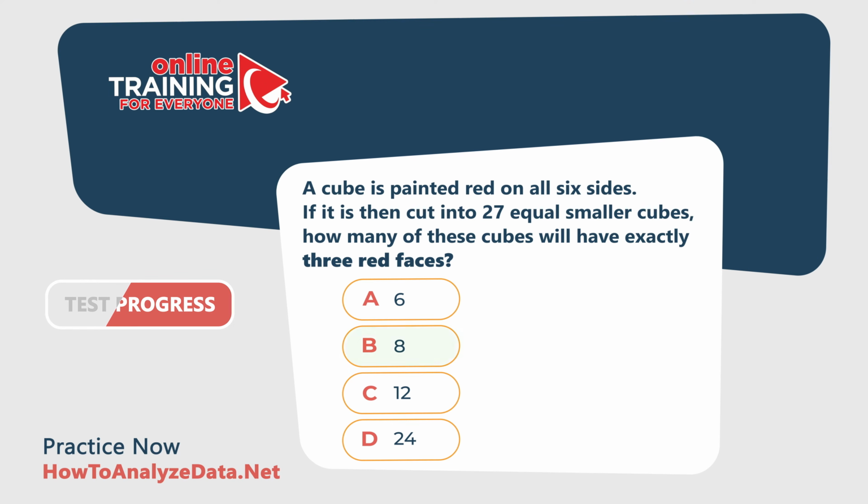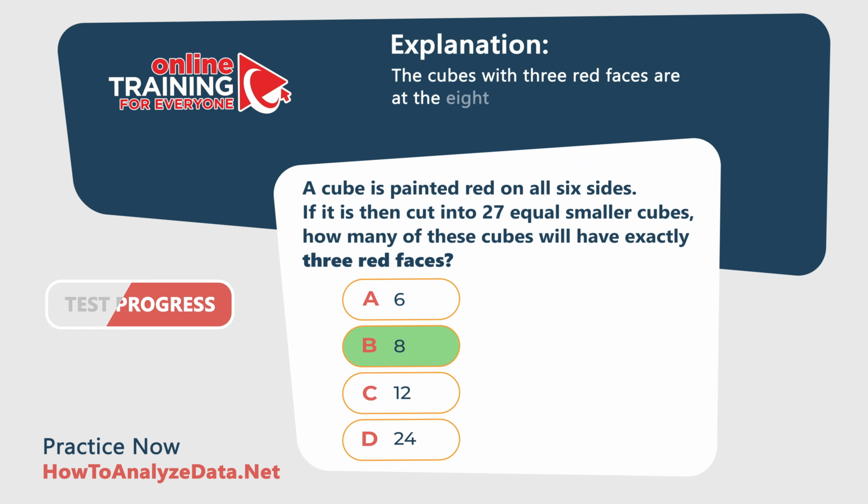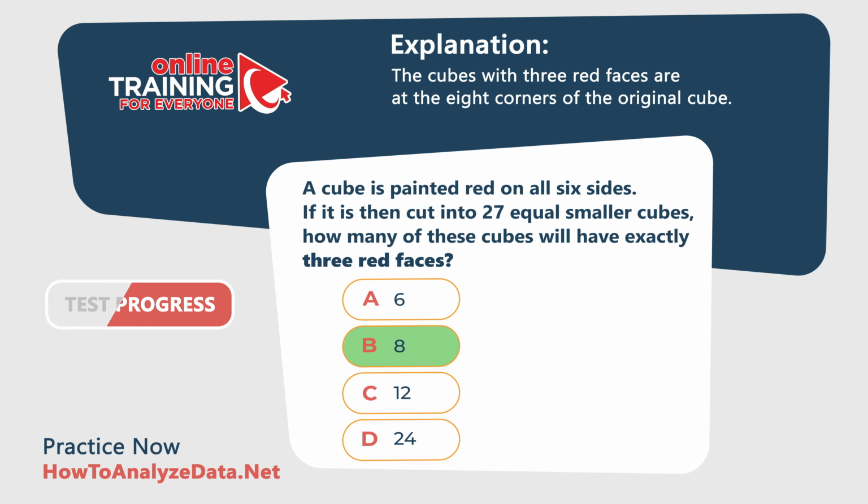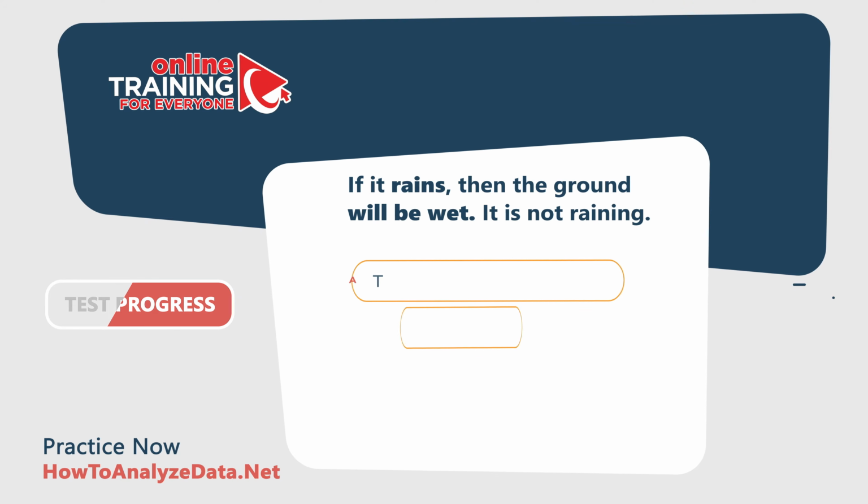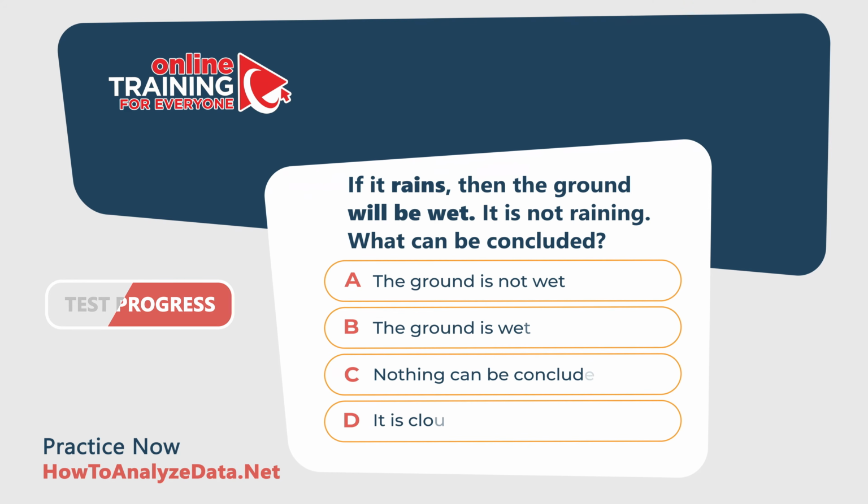The correct answer is choice B, 8, and here's why. The cubes with 3 red faces are at the 8 corners of the original cube. If it rains, then the ground will be wet. It is not raining. What can be concluded?